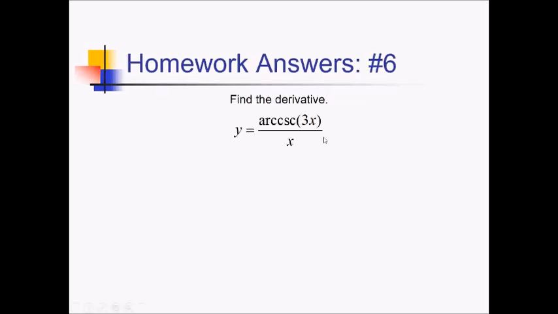To take the derivative of this quotient, I'm going to need the quotient rule. So let me set up the box and ribbon. I've got my numerator, arccosecant of 3x, and my denominator, which is x, and now the derivatives of these. For the numerator, I'm going to need the chain rule. I've got arccosecant of something, so the derivative of that is going to be negative 1 over the absolute value of something, so the absolute value of 3x, and then the square root of something squared minus 1. So the square root of, in this case, the quantity 3x squared minus 1.